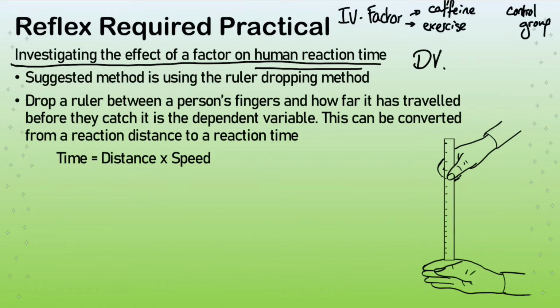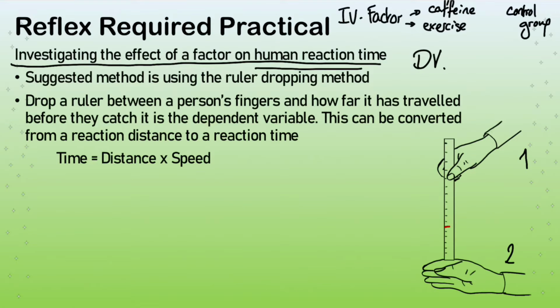But the typical method that you will have probably done is using a ruler and dropping it. So you have pupil number 1 holds the ruler, and you're dropping it in between someone else's fingers, pupil number 2, and they have to try and grab it as quickly as they can. So you don't tell them that you're going to drop it. It drops at a random time, and that person has to grab it. And how quickly they grab this ruler tells you how quick their reaction time is.